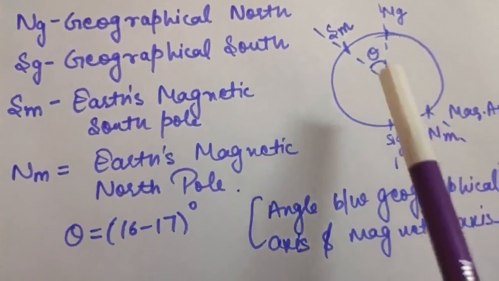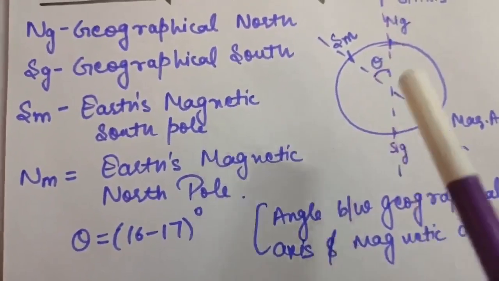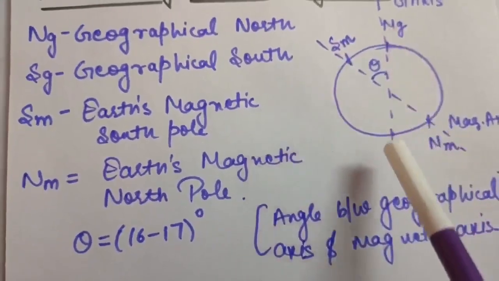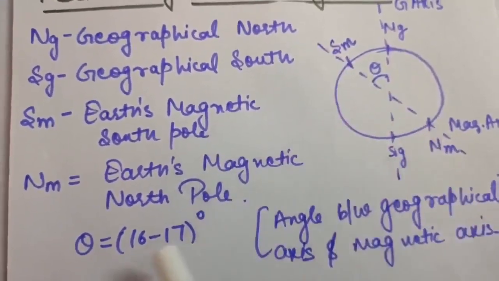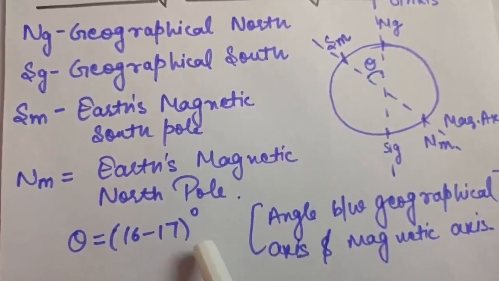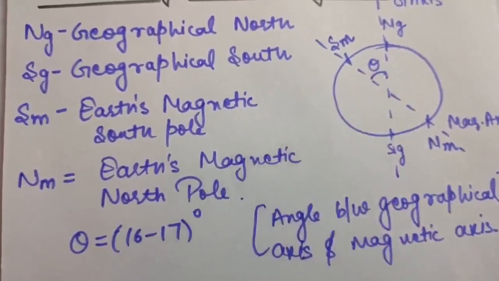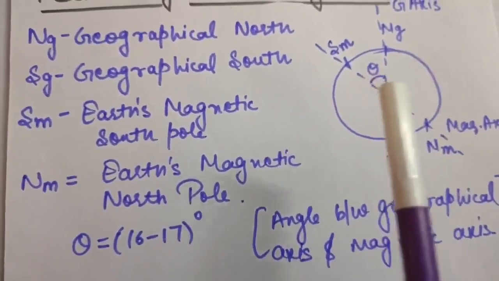See, this is the geographical axis and this is called the magnetic axis. It was seen that the angle between the geographical and magnetic axis is around 16 to 17 degrees. That is, they are tilted, and the reason for this tilt is not known yet, but they have some angle between them.